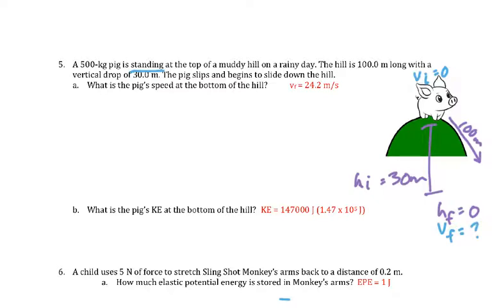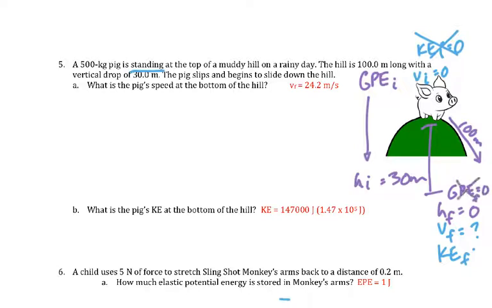Okay, so let's think about types of energy. At the top of the hill, he has GPE, right? Because of this initial height, but he does not have KE because that KE initial would be 0 since he didn't have any speed, right? So we can eliminate that. At the bottom of the hill, we can assume that he has a final KE because he's moving. However, he does not have any GPE because his height is 0. So we're going to X that out.